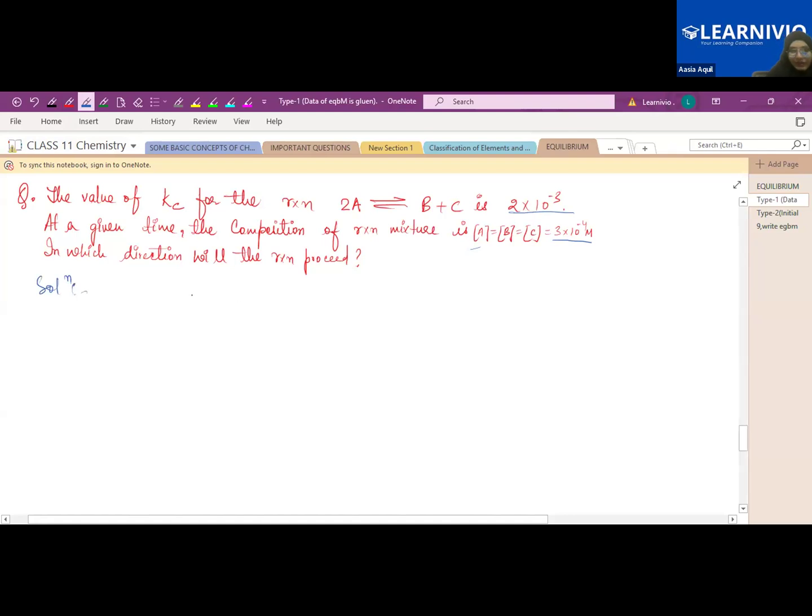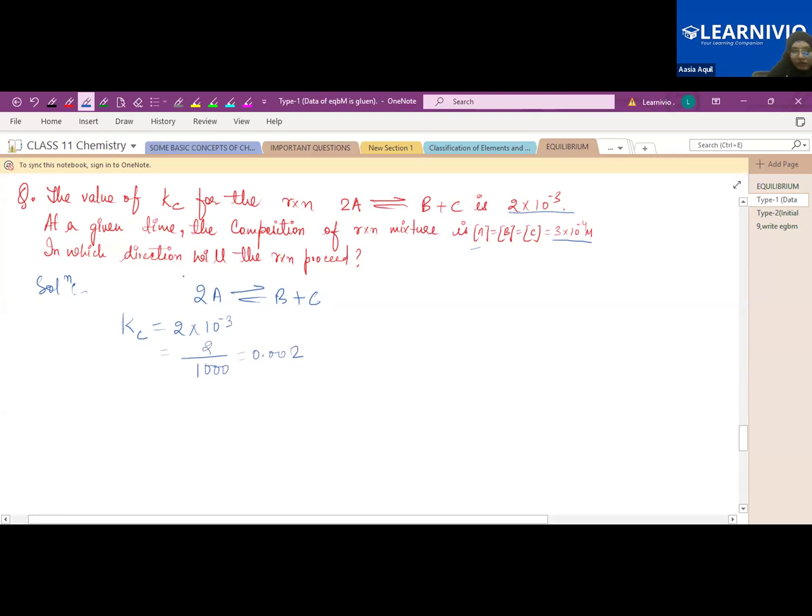See, the reaction is 2A giving B plus C. For this reaction, the value of Kc is given as 2 into 10 raised to the power minus 3, right? What is 2 into 10 raised to the power minus 3? It is 2 upon 10 raised to the power 3, which means 2 upon 1000. So it will give you 0.002. The value of Kc is 0.002. Now find the Q value.